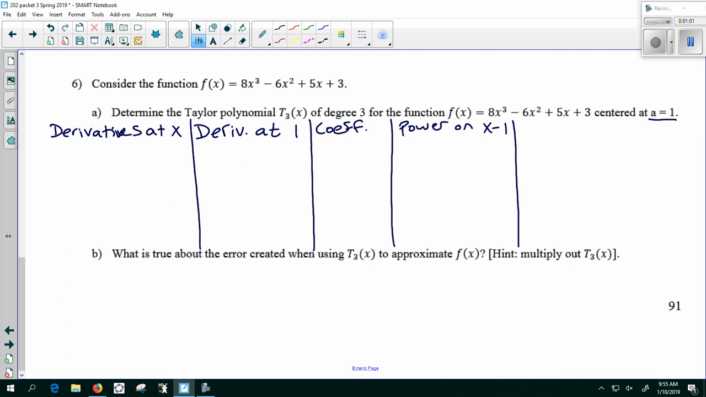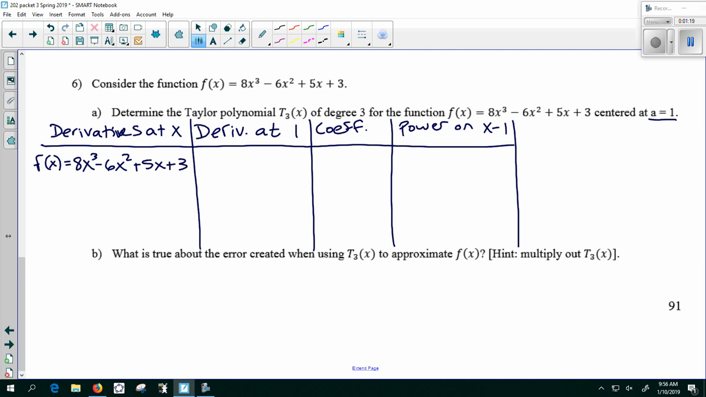All right. So my derivatives, start with taking derivatives. Because I'm looking for T3 of x, I'm going to need 3 derivatives. So I start with f of x, which is 8x cubed minus 6x squared plus 5x plus 3. And then the first derivative is 24x squared minus 12x plus 5. Second derivative is 48x minus 12, and the third derivative is 48.